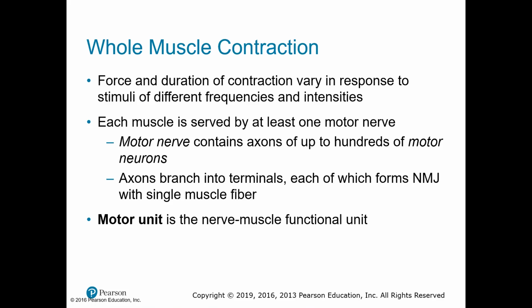So, okay, every muscle is connected to at least one motor nerve. Every muscle is served by at least one motor nerve. I didn't say muscle cell, I said muscle. Every muscle cell is connected to a motor nerve, but every muscle has at least one attached to it. Now, a motor nerve can form axon terminals that will connect to 300 or 400 different muscle cells.